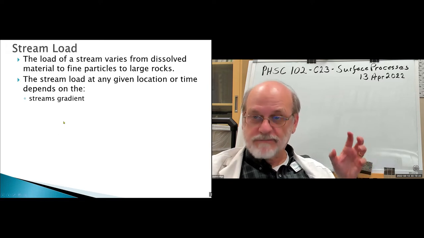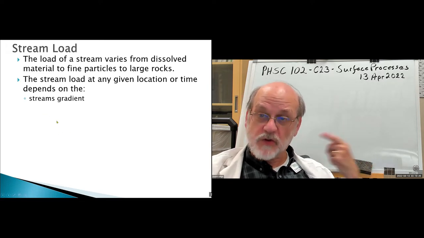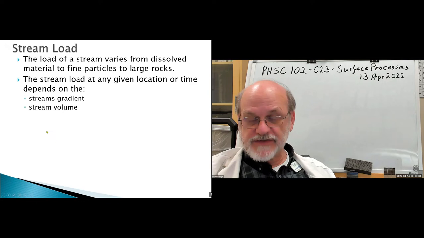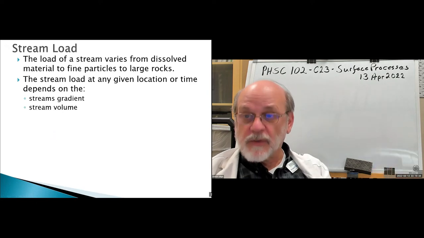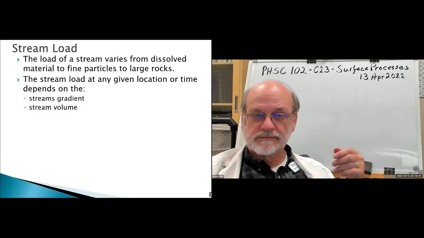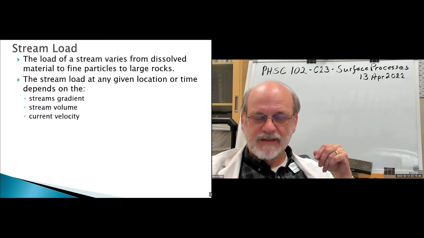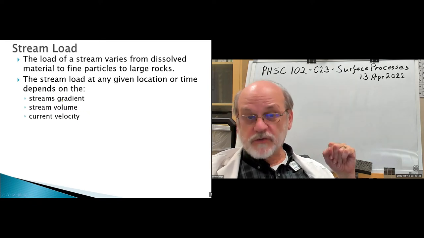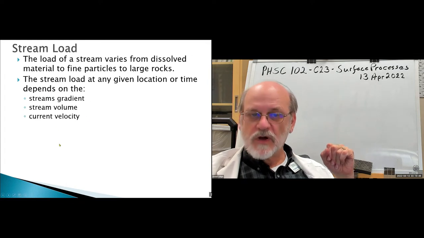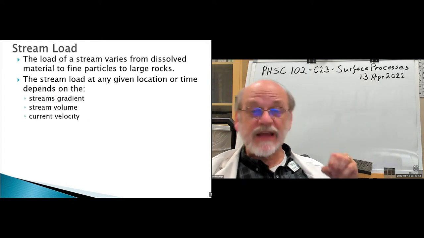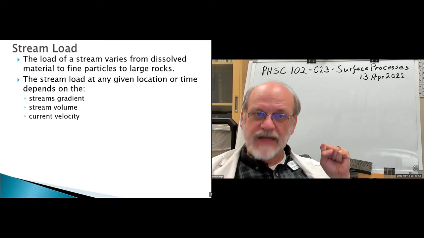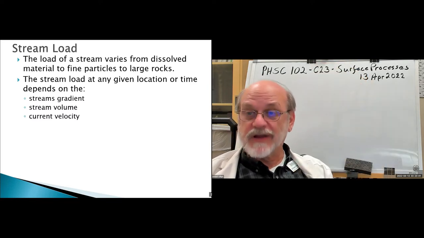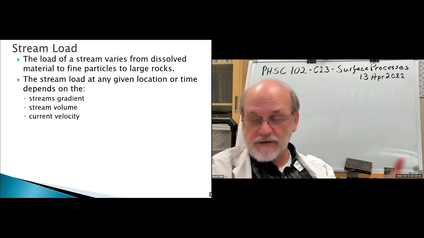So the amount of load, I mentioned this earlier, depends on the stream gradient, like how fast is it moving, and how much of it is there, right? Is it a big stream or is it a small stream? Small streams have less load. How fast is it moving, right? And that's actually a direct result of the stream gradient. So what's the current velocity? We can actually estimate the current velocity of a flood and how high the flood was based on how big the materials were that moved during that flood event.